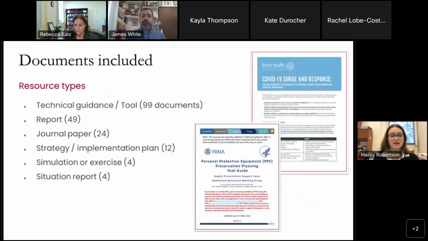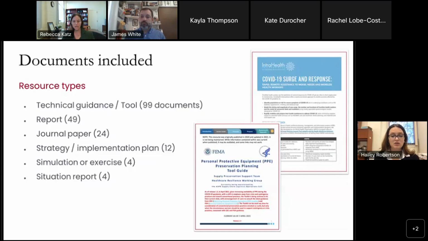We also broke down the types of resources included in the site. Our focus on actionable information resulted in nearly half of all items captured in this update being technical guidance or tools. This is the first time that tools, such as models and calculators, were able to be included on the HSN site. We also captured reports, journal papers, plans, tabletop exercises, and situation reports.